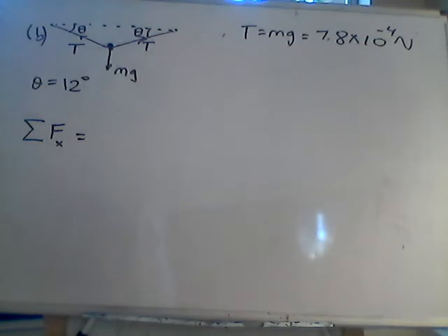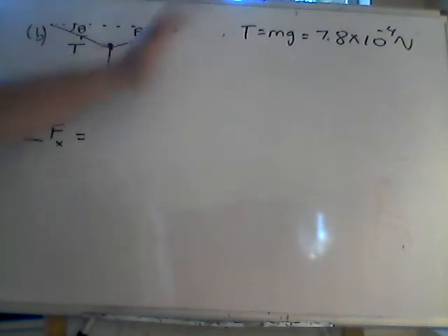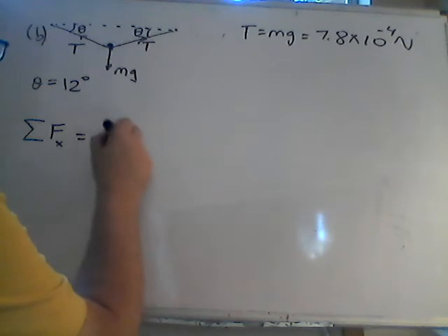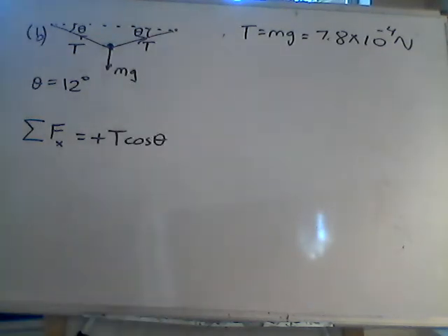All right, summation of all forces in the x direction. What are the x direction forces? Let's see here. I have the right tension, and it's going to have what? It's going this direction. It's going to have a positive x and a positive y. It's a first quadrant tension. So I'm talking about x directions here, so it's going to be positive. The adjacent is the cosine. So I would say, positive T cosine of theta.